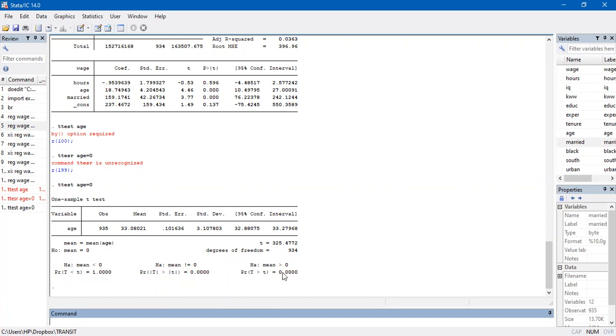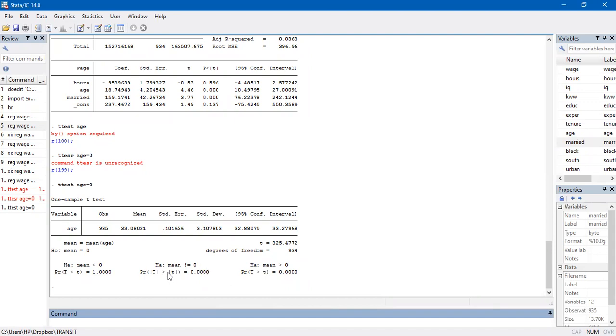If you come to the right-tailed, mean is greater than 0. You see that the p-value is 0.00. This is less than the significance level, so we reject the null hypothesis and accept the alternative hypothesis.